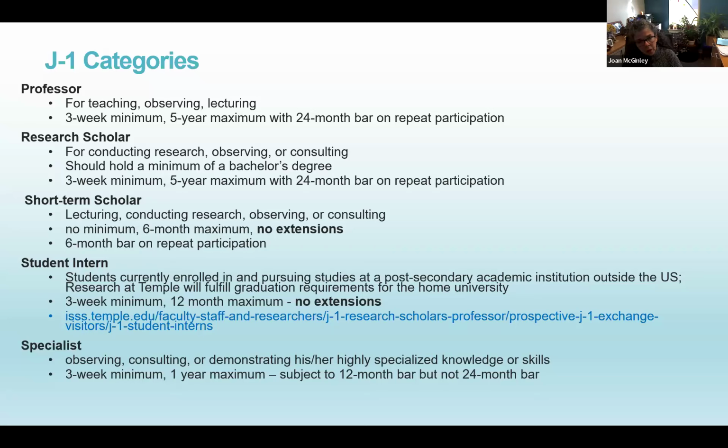The short-term scholar is only allowed to be here for 6 months, absolutely no extension, and they have a 6-month bar on repeat participation. The J1 student intern, we actually use that quite a bit. That is for someone who is in a program of study in their home country, and they have a requirement to do research or an activity for credit to help them finish their degree. So they have to be in a program and they have to have this need. 3-week minimum, 12-month maximum, there's no extensions.